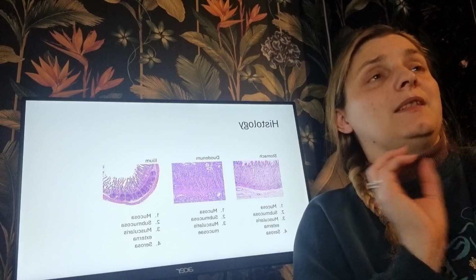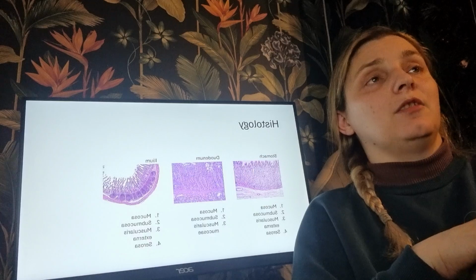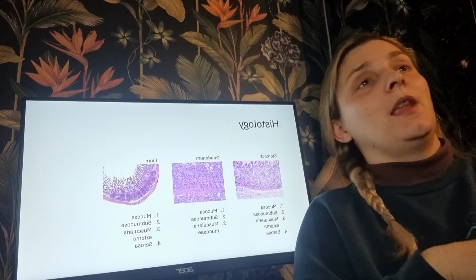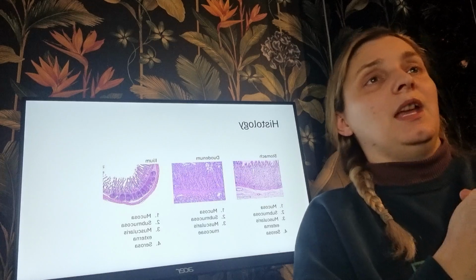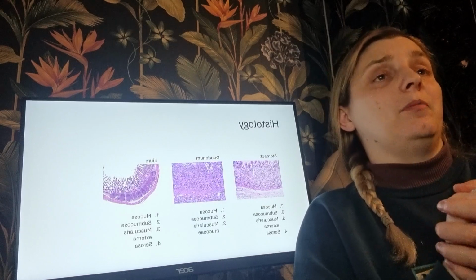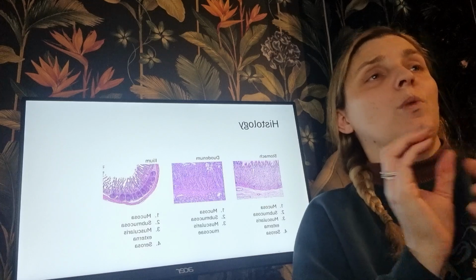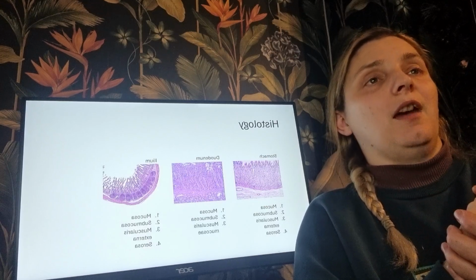The duodenum is the first part of the small intestine and is 25 centimeters long, with 3 layers. Mucosa is the innermost layer, with epithelium tissue. It has finger-like projections called villi that are covered in hair-like projections called microvilli, which increase the absorption rate of nutrients by increasing the surface area.